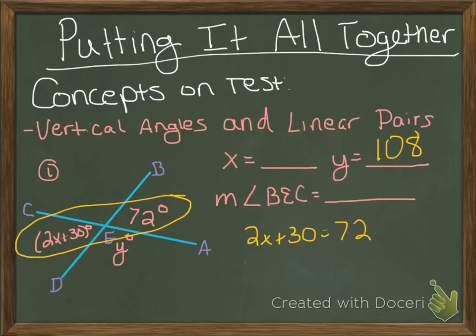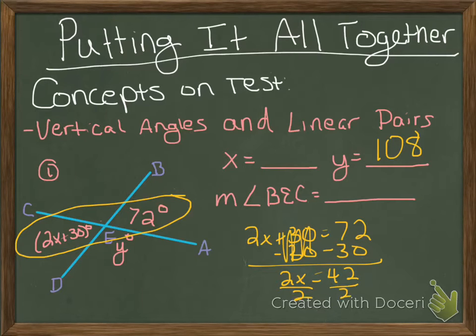Now I just use algebra to solve it. I'm going to subtract 30 from both sides. That gives me 2x equals 42. Divide both sides by 2. x equals 21. And the last thing that they want me to figure out is the measure of angle BEC. That's this one. I don't have to do any calculations because it's vertical to the value of y. That means that the measure of angle BEC has to be 108 degrees.